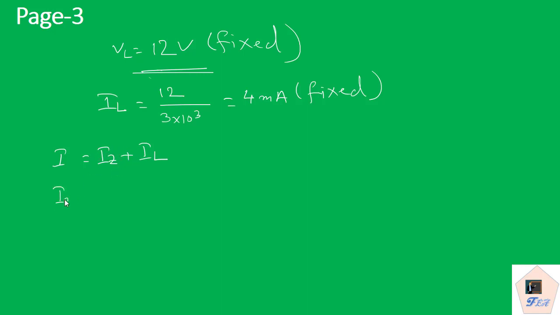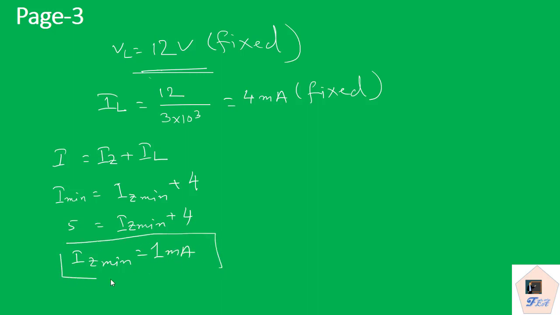Now for I minimum, we will get Iz minimum, whereas IL is fixed as 4 milliampere. So I minimum is given as 5 milliampere. So Iz minimum from this we find as 1 milliampere. So very much straightforward.